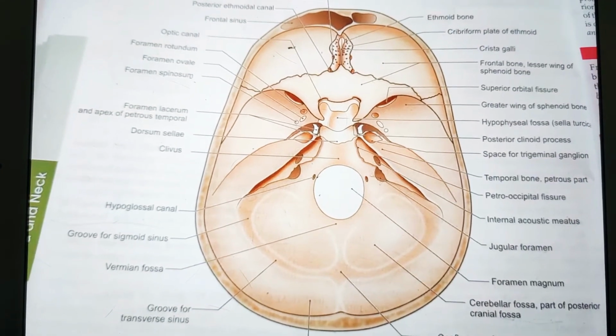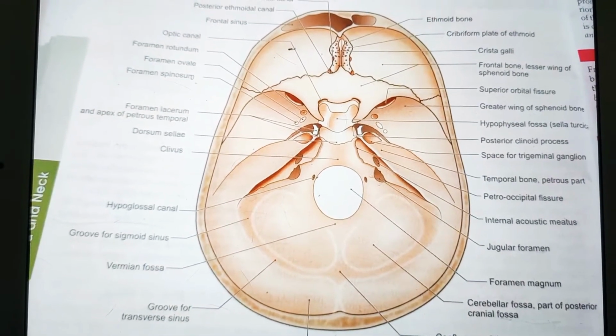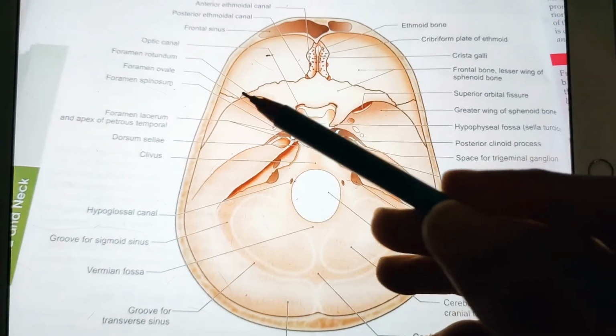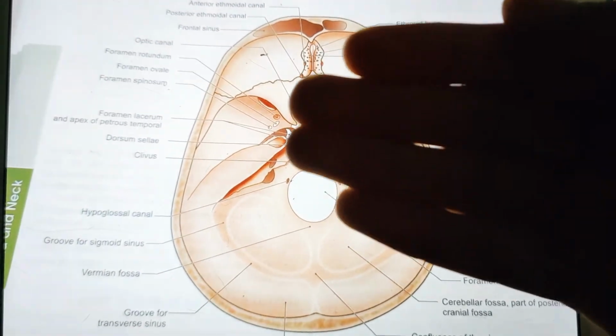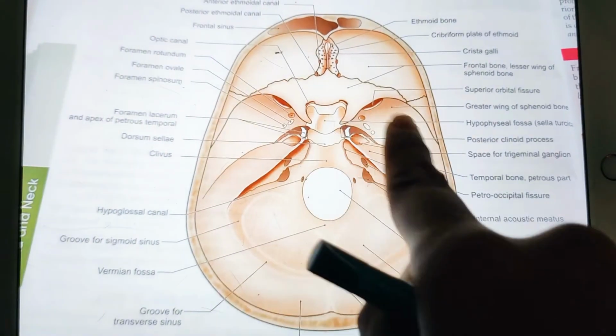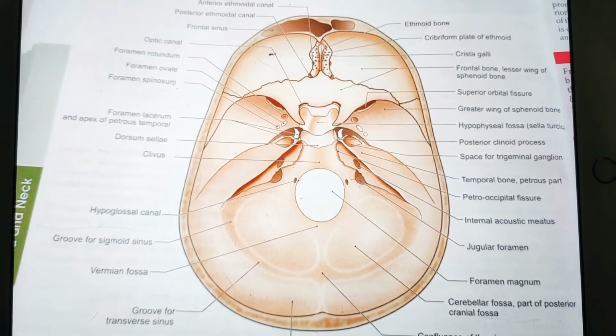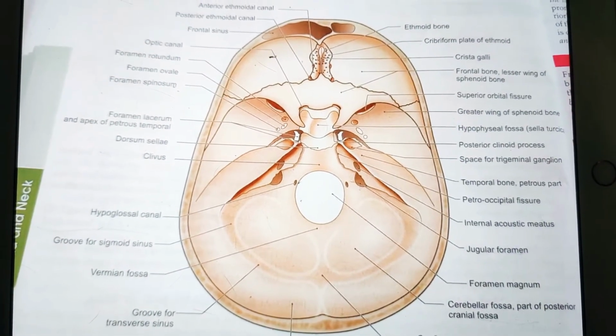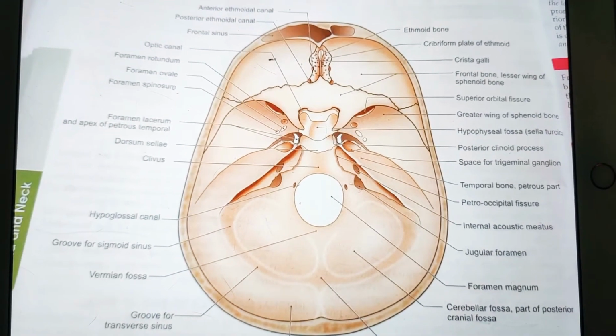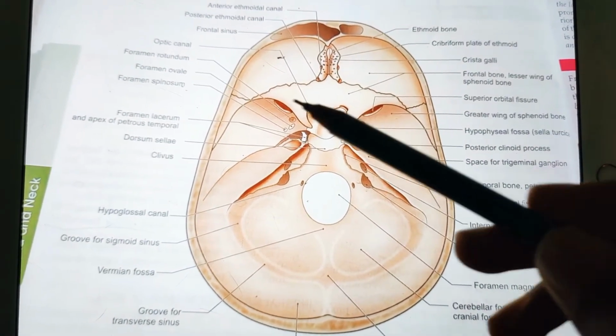If you see the middle cranial fossa, it is deeper than the anterior cranial fossa. Clearly you can see the anterior cranial fossa is somewhat elevated, but the middle cranial fossa is deeper, and it is butterfly shaped. It is very narrow and shallow in the middle, and it is wide and deep on each side.